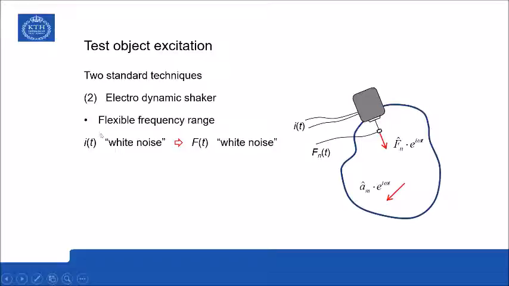If you, on the other hand, use a white noise coil current, then if you have a linear system, of course the excitation force will be of white noise character. And that means that since white noise contains all frequencies in equal amount, you will get a constant frequency spectrum for the excitation. And that can be good.